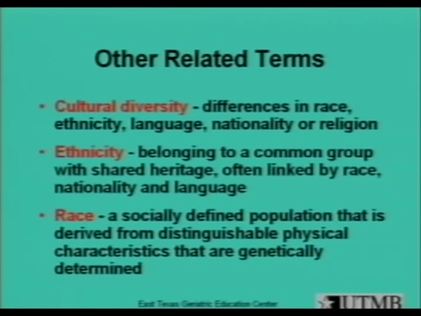Differences between ethnicity and race have always been confusing for people. Ethnicity is basically belonging to a common group with shared heritage. This may be linked by race, nationality, and as well as language. Race, on the other hand, is a socially defined population that is derived from distinguishable physical characteristics that are genetically determined.